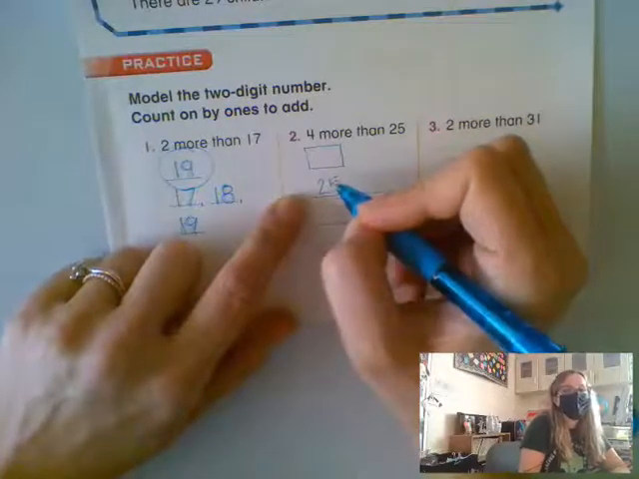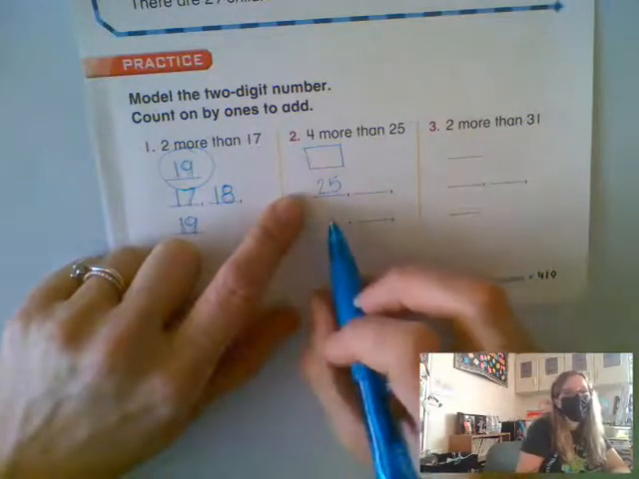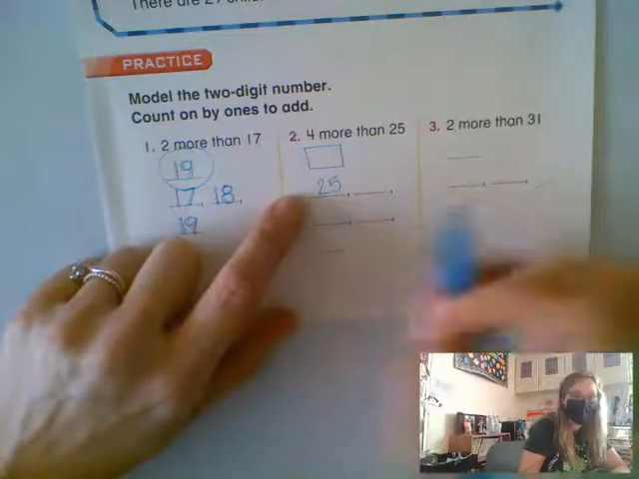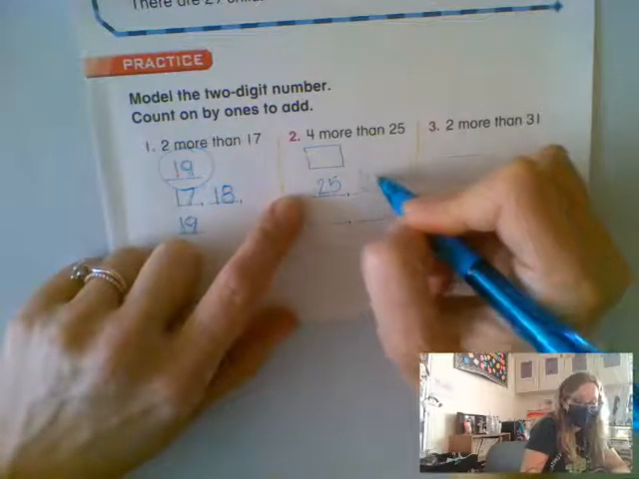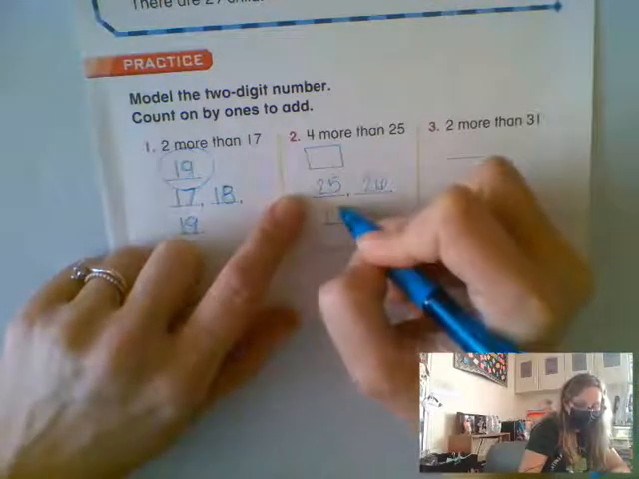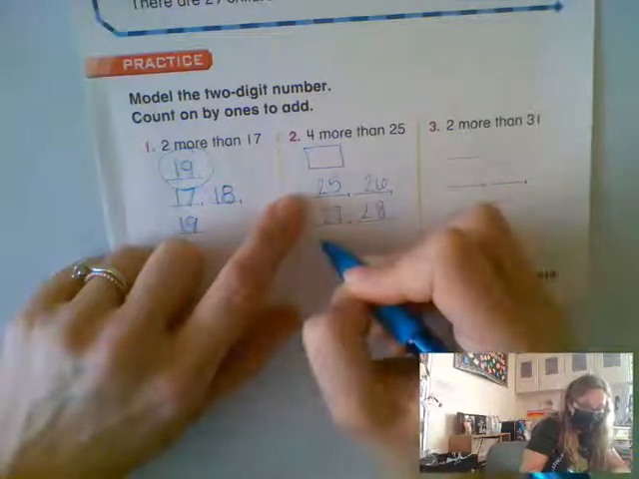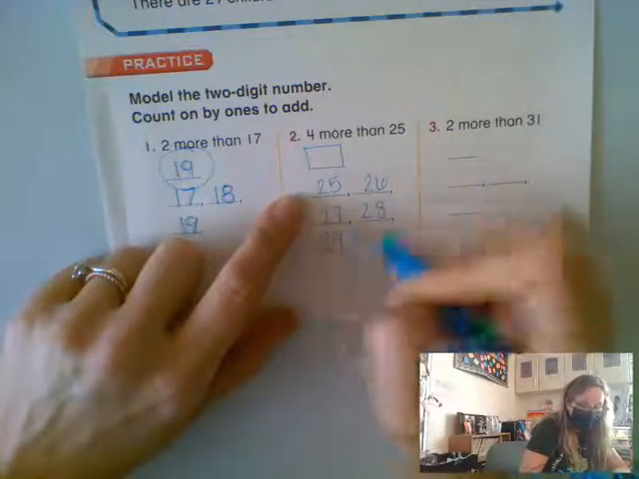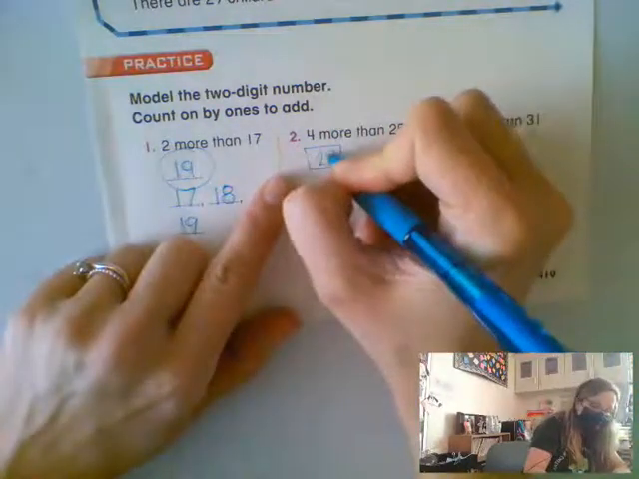Okay? And now we're going to do 4 more. So there's 1, 2, 3, 4 lines. So what would come after 25, Johnny? 26, and then 27, 28, and then 29. So the answer is 29. So up here on this line, we'll put 29.